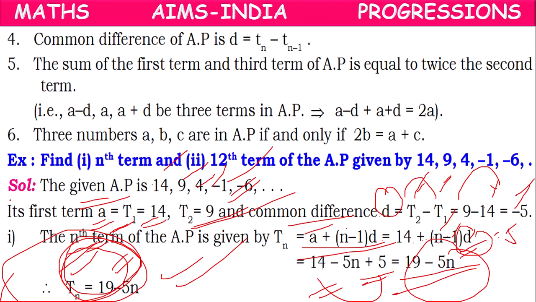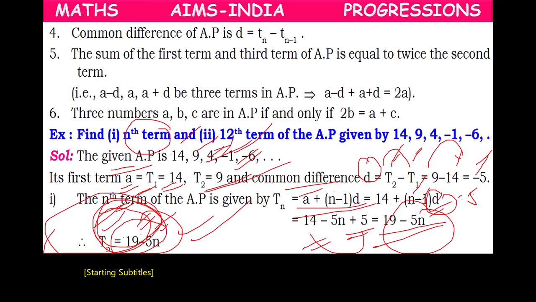So this is the nth term, children. In the same way, if you want to find the 12th term, first we have found the formula for the nth term. With the help of the nth term, we can find any term.